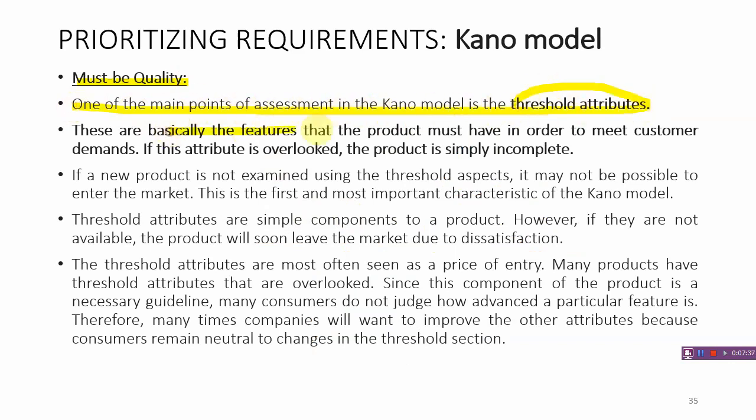These are basically the features that the product must have in order to meet customer demands. If this attribute is overlooked, the product is simply incomplete. If a new product is not examined using the threshold aspect, it may not be possible to enter the market. This is the first and most important characteristic of the Kano model.